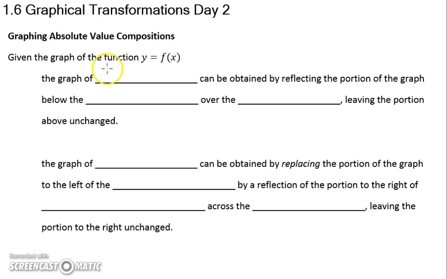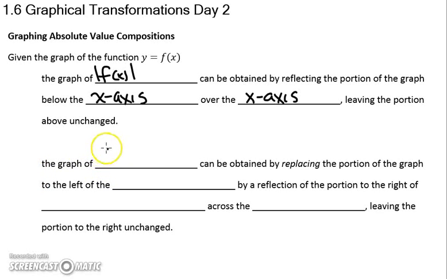then we can say that the graph of the absolute value of f of x can be obtained by reflecting the portion of the graph below the x-axis over the x-axis, leaving the other portion unchanged, so the portion above the x-axis unchanged. So we're going to take all the things with negative y values basically and make them positive y values.